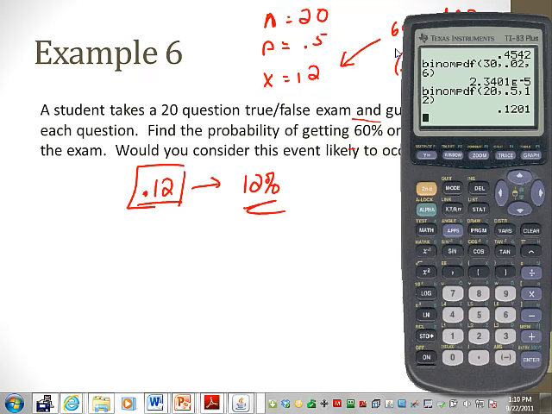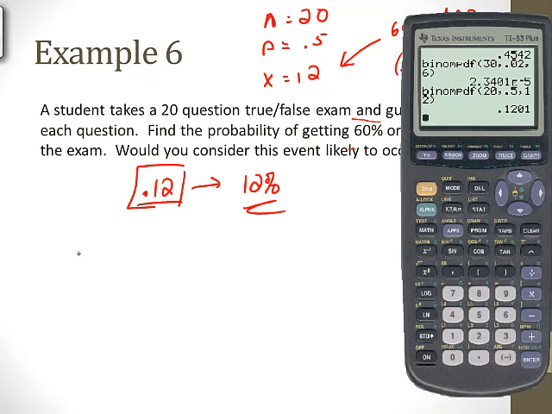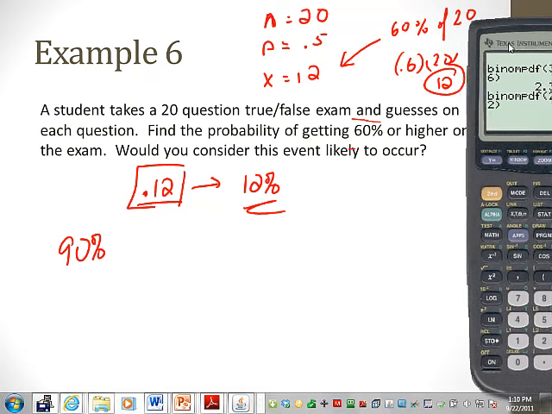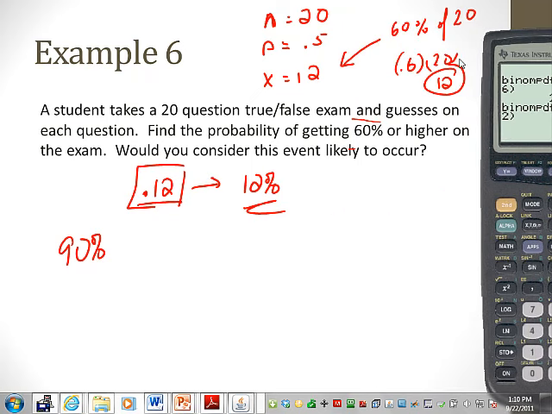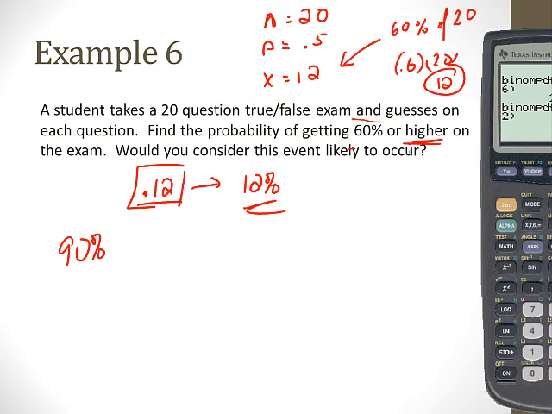What if I had said find the probability of getting 90%? Oh, wait a second. I messed this one up, didn't I? It says 60% or higher. I missed that. I bet some of you caught that. I'm screaming at the screen. 60% or higher. So what does that mean?